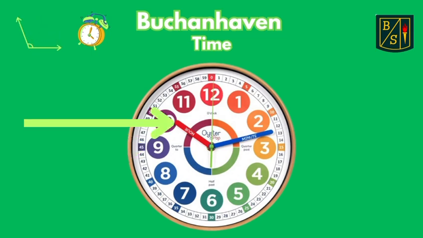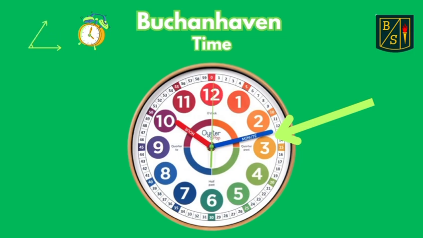The green arrow is pointing to the short hand, which is the hour hand. Now, the green arrow is pointing to the long hand, which is the minute hand. The green arrow is now pointing to the thin, longest hand, which is the seconds hand.